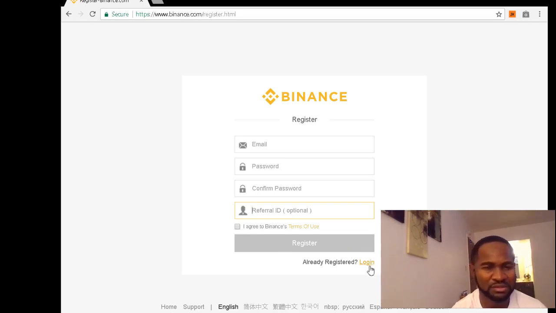Once you do that, you need to confirm from your email and all that. I'm not going to do that now because I've actually done that before and I registered a long time ago. So what I'm going to do is log in. I'm just going to click login, and while I wait for it to log in.